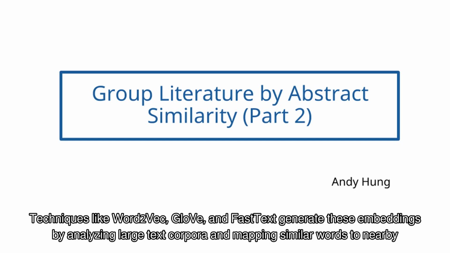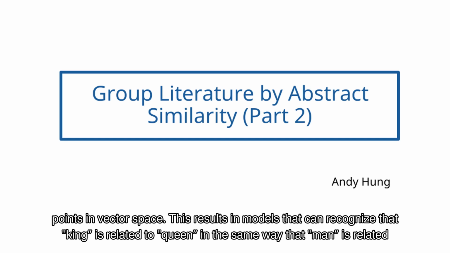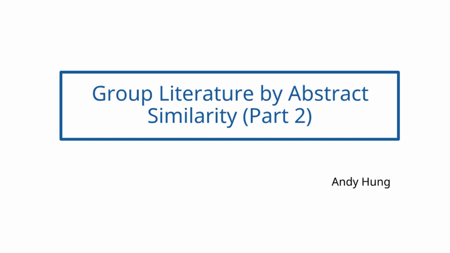Techniques like word2vec, GloVe, and fastText generate these embeddings by analyzing large text corpora and mapping similar words to nearby points in vector space. This results in models that can recognize that king is related to queen in the same way that man is related to woman, for example.